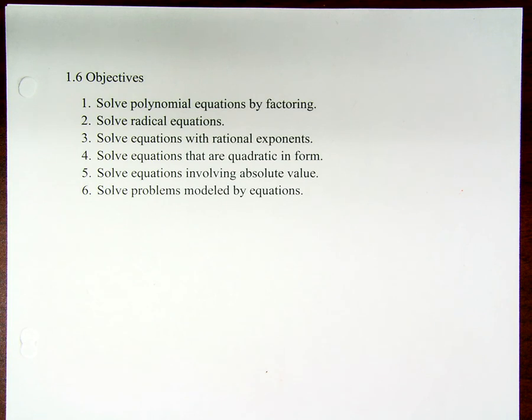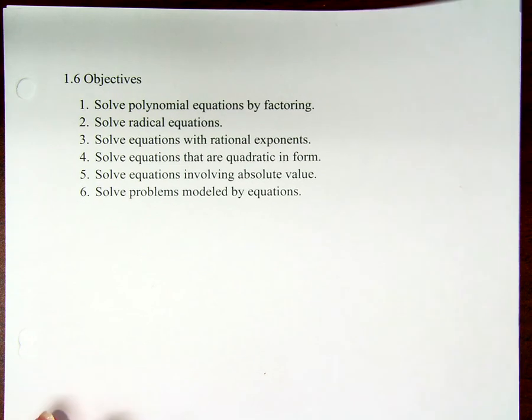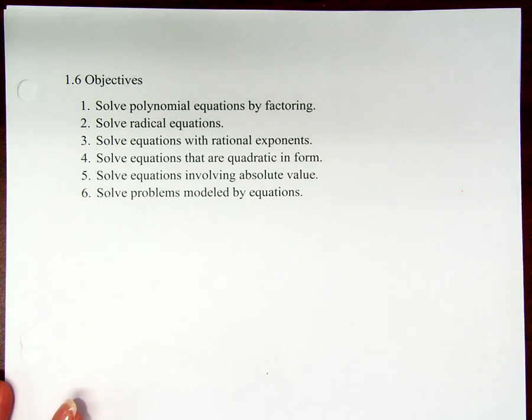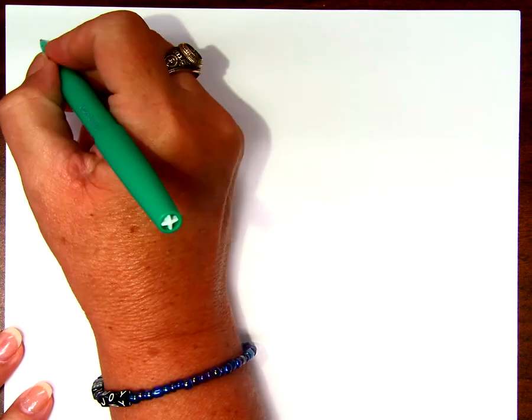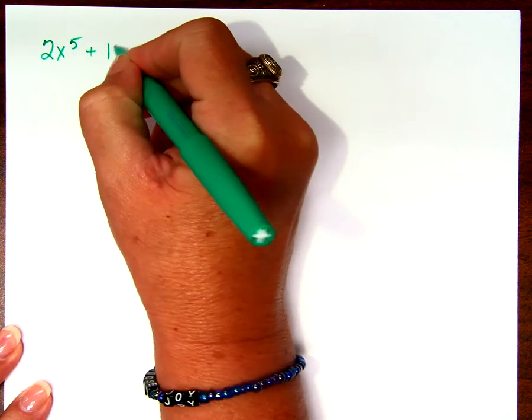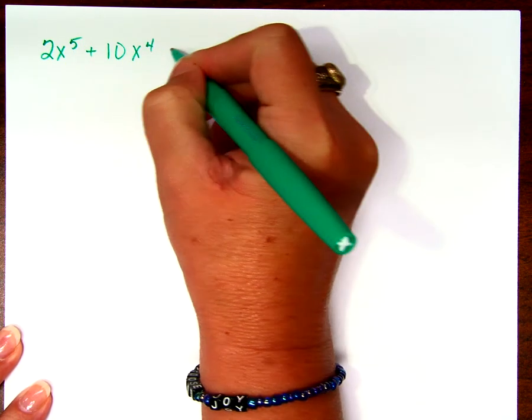Solving, right? Okay. So let's start with solving by factoring. You okay with that? We dealt with a lot of factoring in section 1.5. Okay, so let's talk about a problem like this: 2x to the 5th plus 10x to the 4th equals 0.